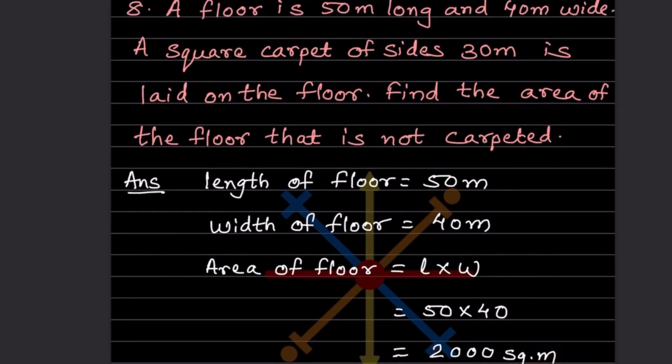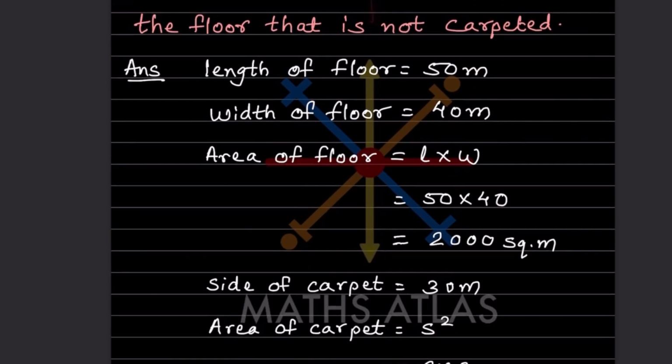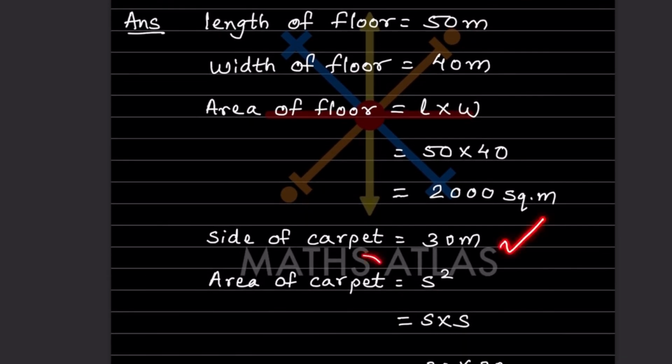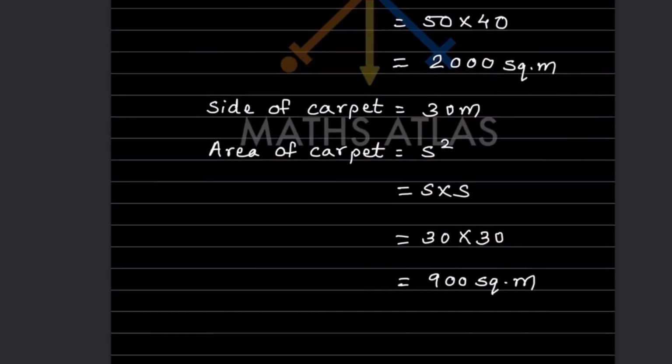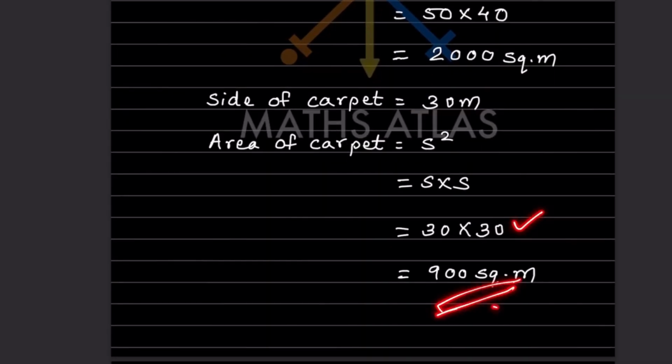So now what did you say in the second sentence? A square carpet of side 30 meter is laid on the floor. So side of carpet is 30 meter. Area of carpet is how much? Side square, so this will be side into side. This is given as 30. So 30 into 30, that is going to be 900 square meter.